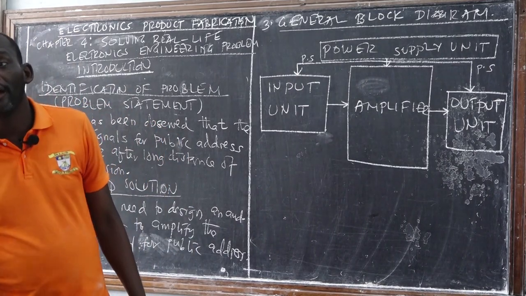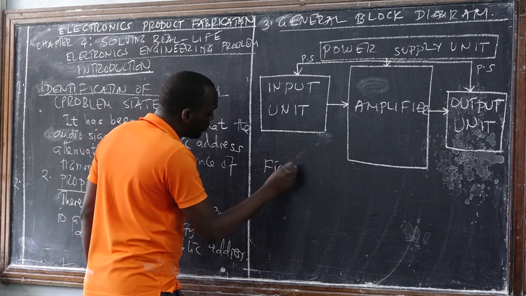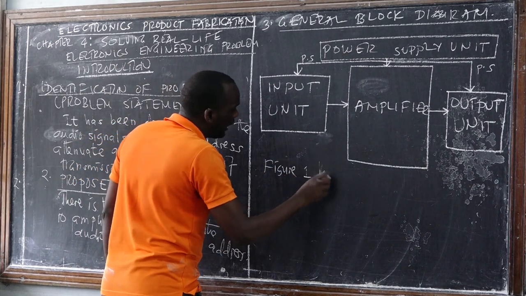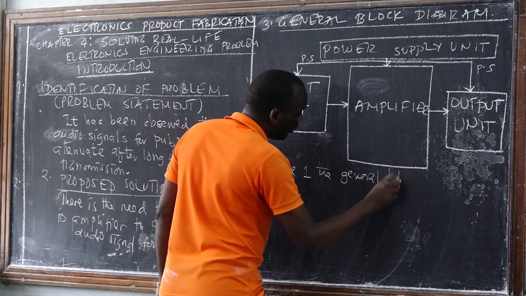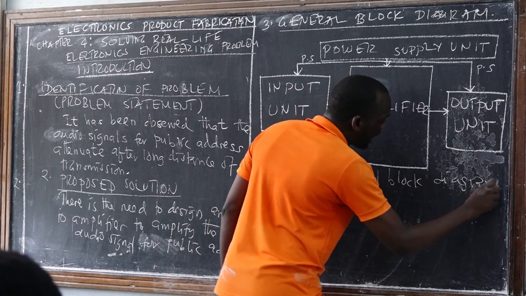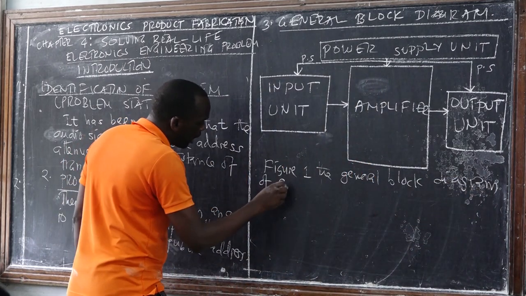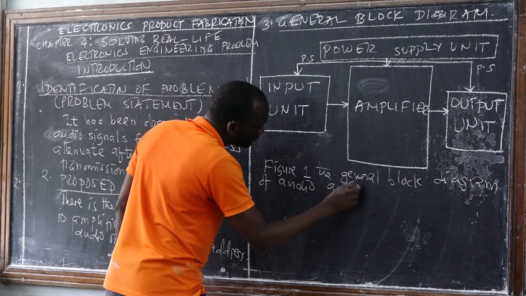Are we together? So then, ladies and gentlemen, this is figure one, and I have to label it. This is the general block diagram: general block diagram of an audio or small signal audio amplifier.